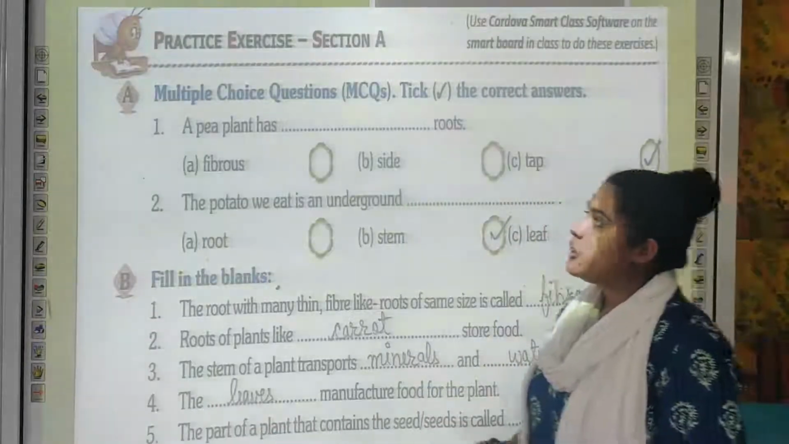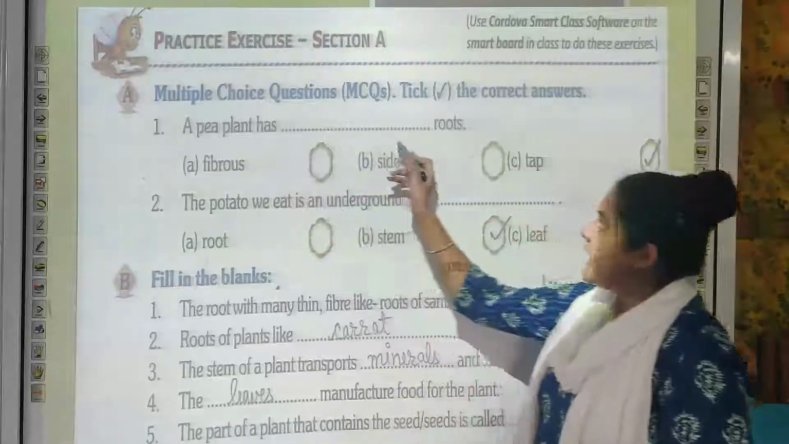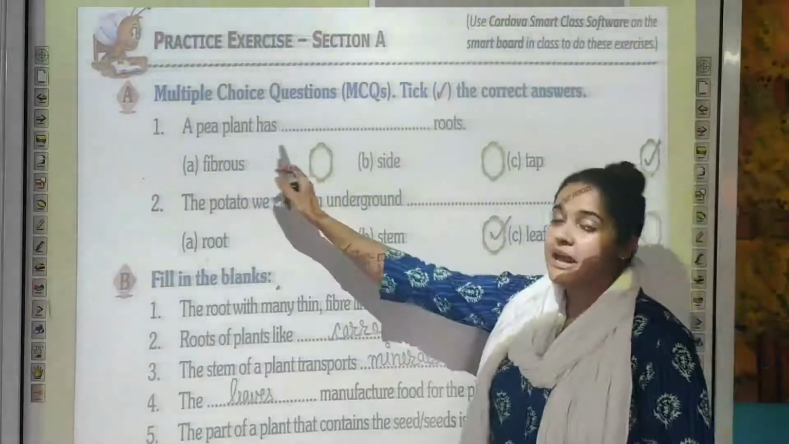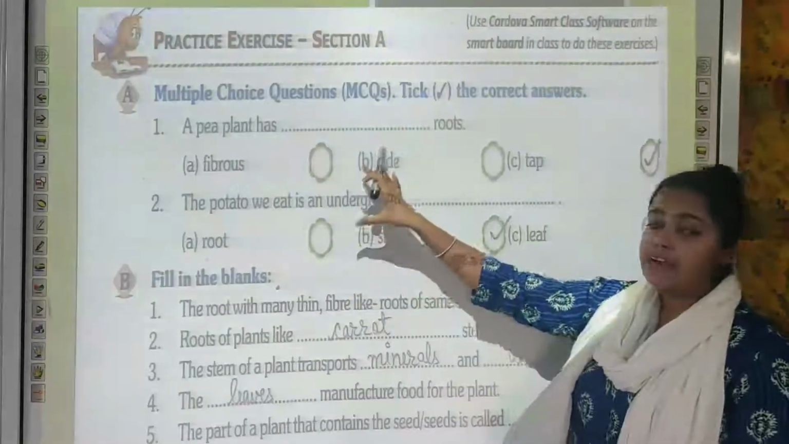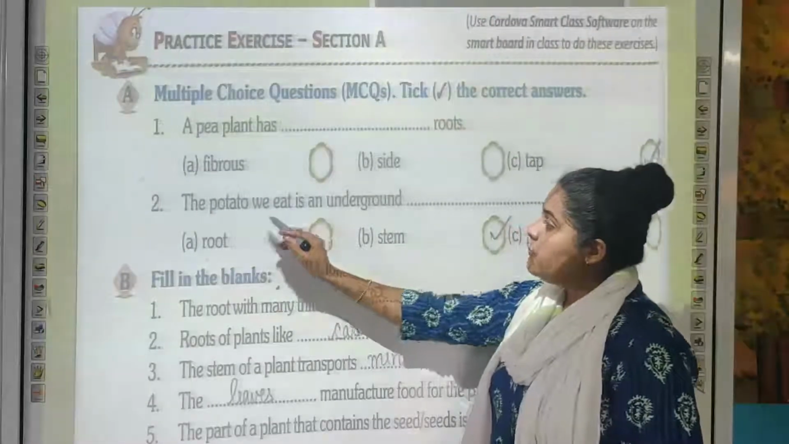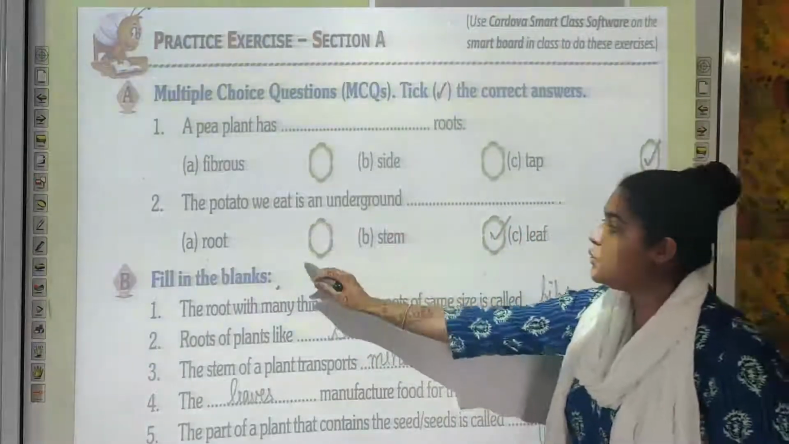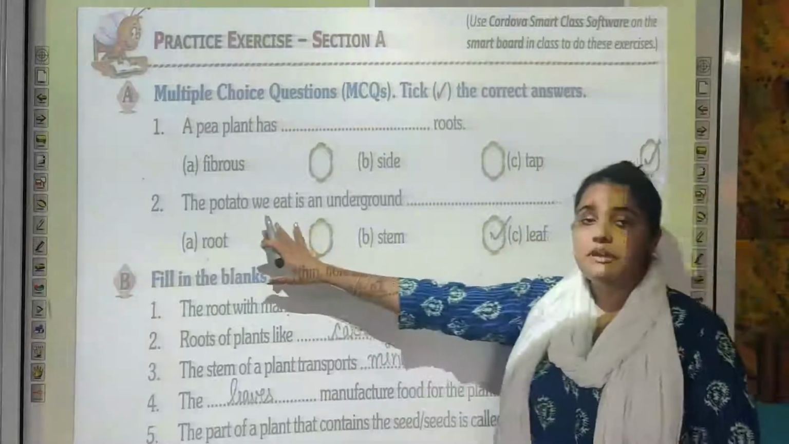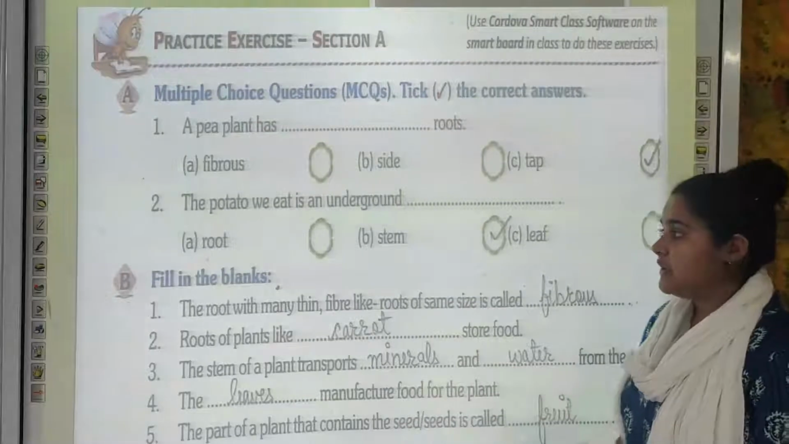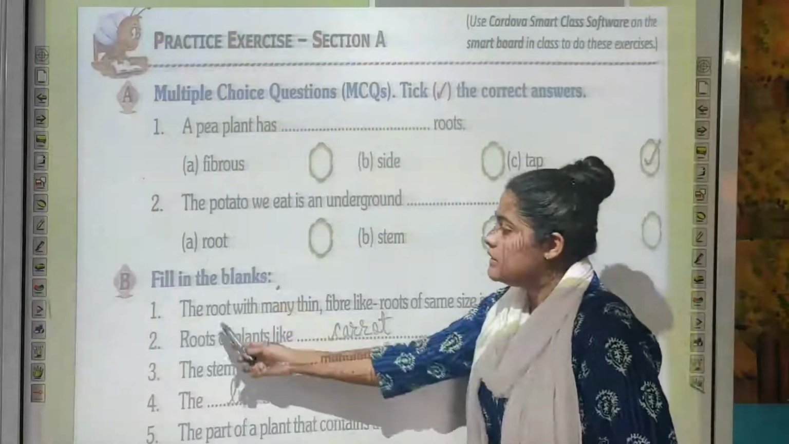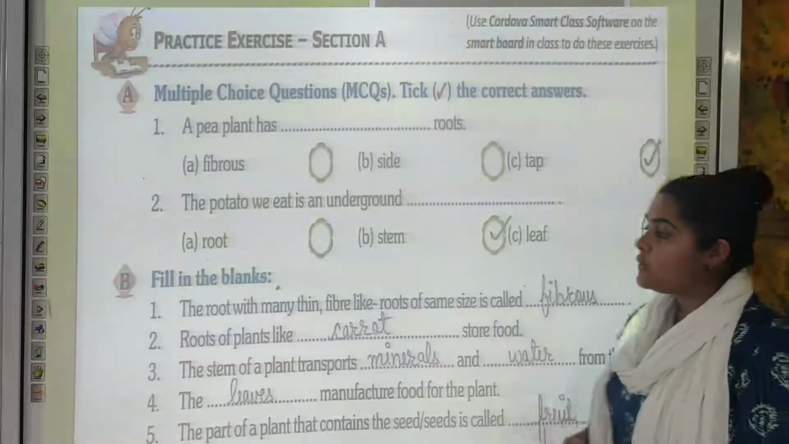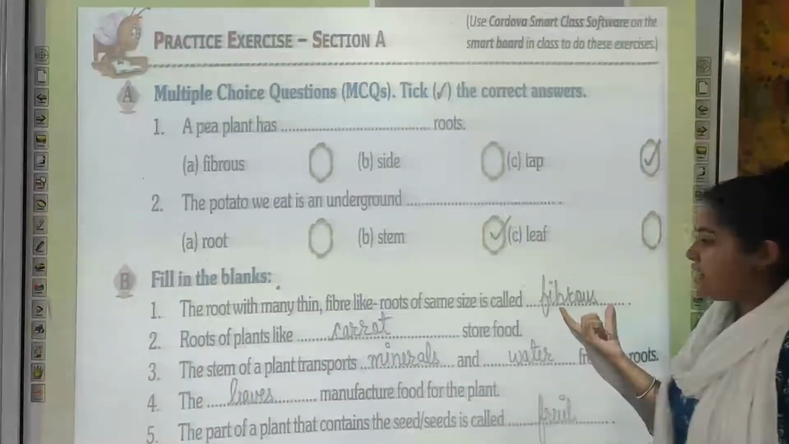First, the multiple choice question: a pea plant has dash roots, fibrous, side root or tap root. The pea plant has which type of root? Tap root. Next, the potato we eat is an underground root, stem or leaf. The potato is an underground stem which grows below the surface of the earth. Next, fill in the blanks: the root with many thin fibers of the same size is called a fibrous root system.